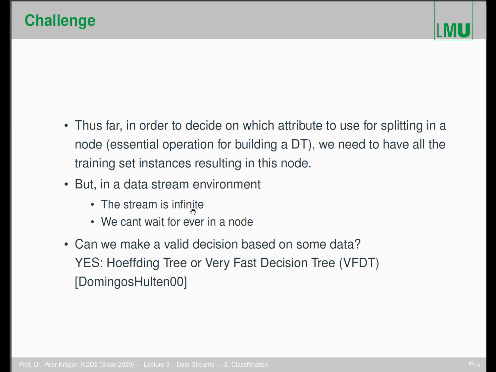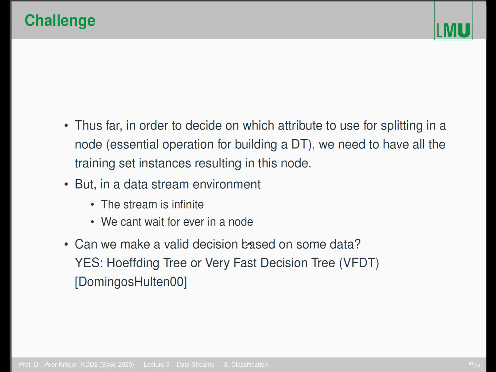So in data stream environments, the stream is infinite. We cannot wait forever in one node. We have to take the decision where to split, how to split, according to which attribute to split immediately, and we cannot wait forever, so to say, in a node. So the question is, can we make a valid decision according to which attribute we have to split, just based on some data, not on all the data, because the decision tree would like to look at all of the data. The data is infinite, so we cannot look at the entire data.